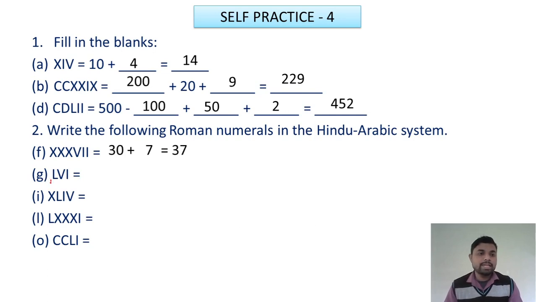So here L and here VI. So dear students, L means what? 50. VI means what? 6. So this is a smaller number. When the smaller number is written on the right side, we will do addition. So write like this: 50 plus 6. It will be so easy.